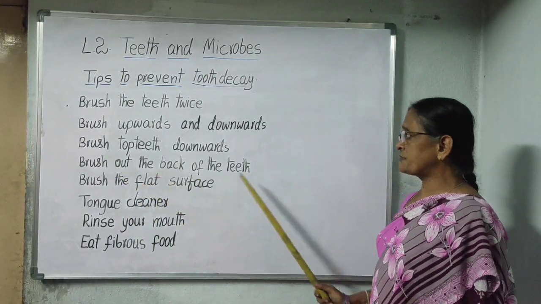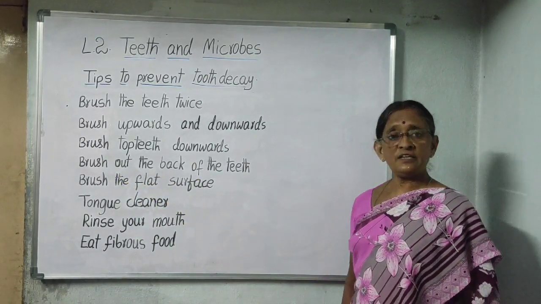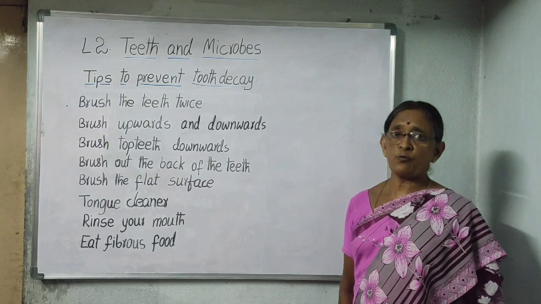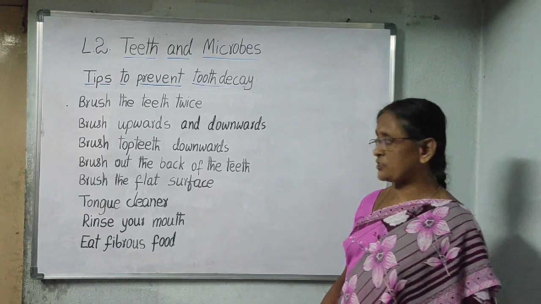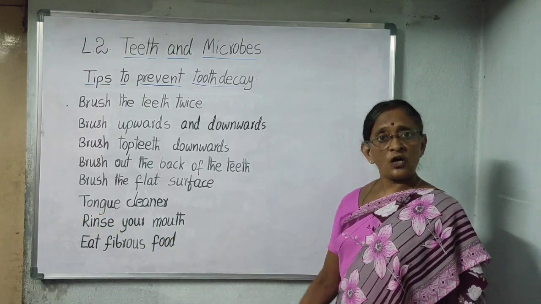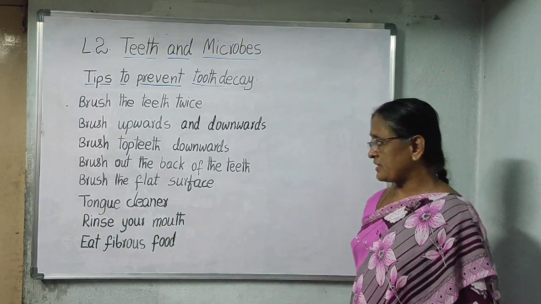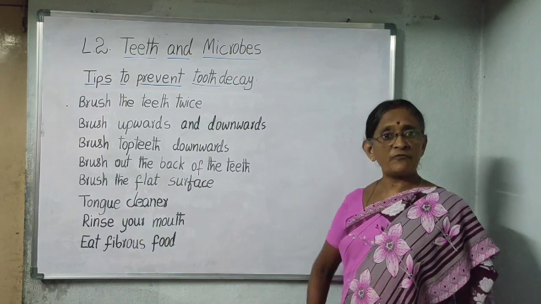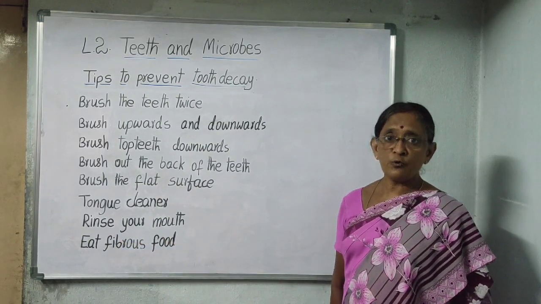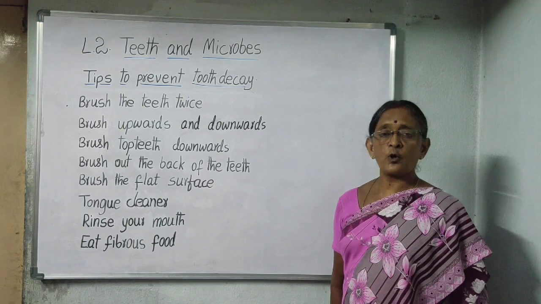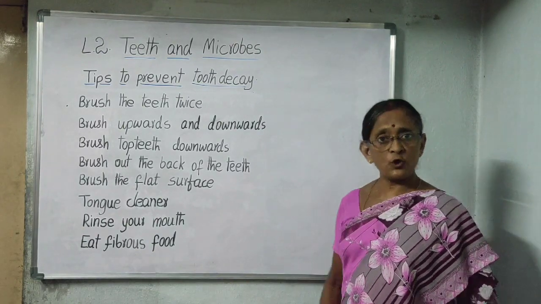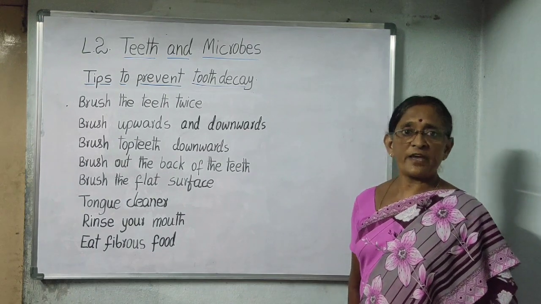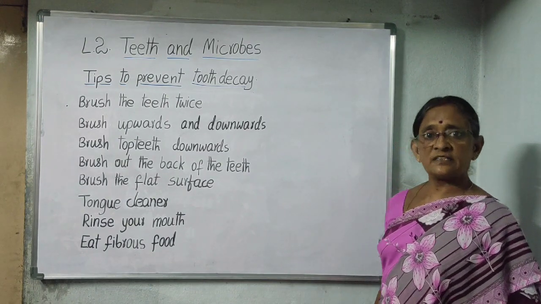Brush the back of the teeth. Brush the flat surface of the premolars and molars if food particles are left in between. Use a tongue cleaner to clean the tongue. Rinse your mouth after every meal to remove the leftover food particles in between the teeth. Eat fibrous food. It is a type of exercise for the teeth and the gums.